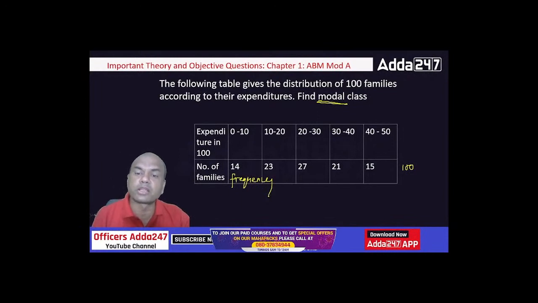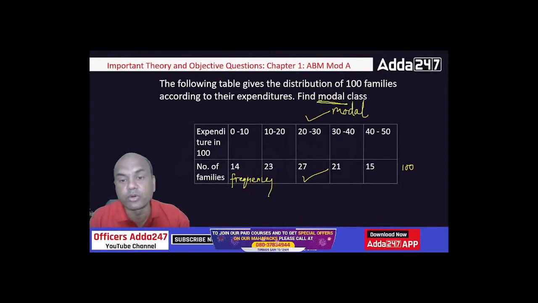So find the modal class. What is the modal class? Just now we saw that the mode is the highest frequency. Which is the highest number? 27. So my modal class becomes 20 to 30. This is my modal class. There are also numericals to find this mode, and this 27 can also be found out.